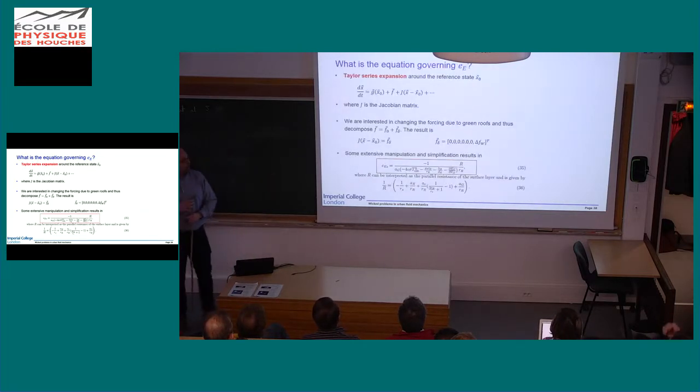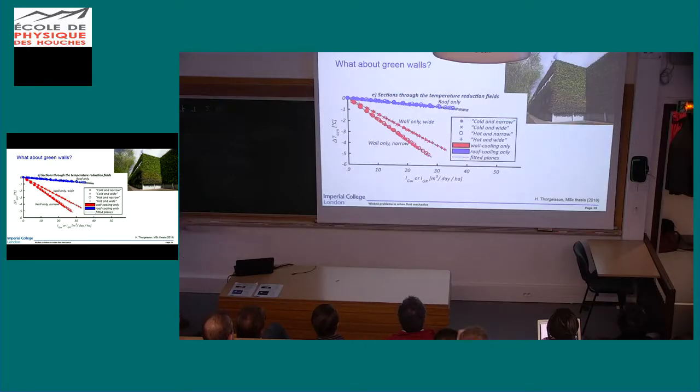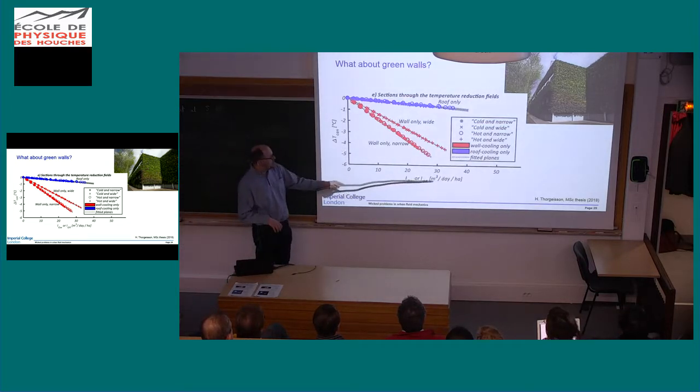What is much better then, of course, because we live in the canyons, is to look at green walls. So we had a master's student looking at that. So he did exactly the same trick, but now with the walls. And as you can imagine, the walls, because you cool where you want it, they work a lot better. So these are slightly different units. So this is the amount of cubic meters you evaporate per day per hectare.